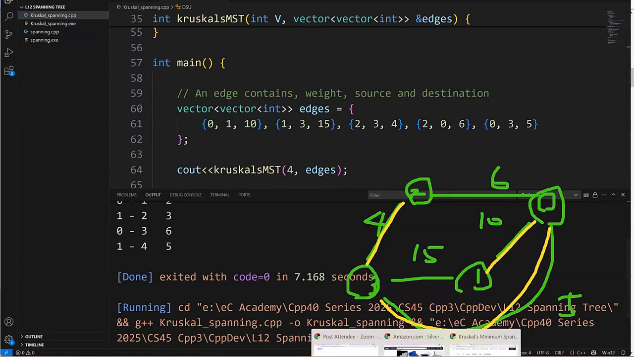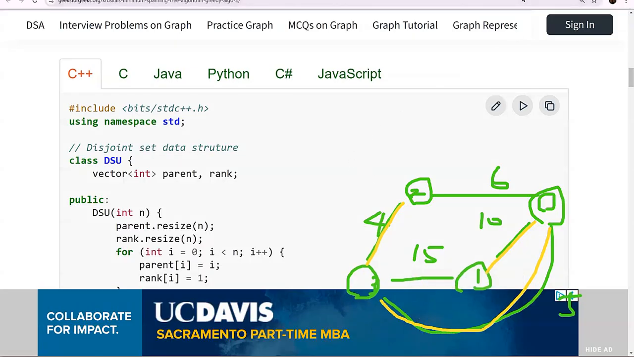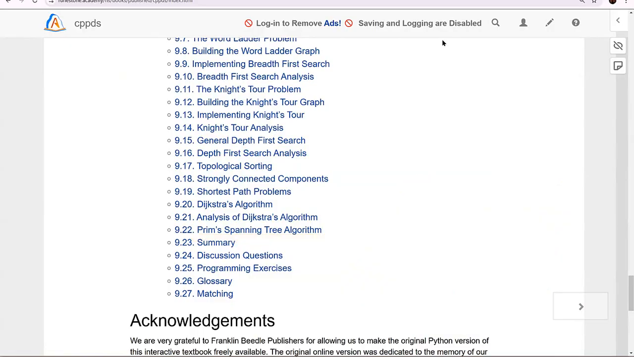So that's why in your textbook right here, it doesn't have Kruskal's algorithm. It only has Prim's spanning tree algorithm. Okay, it only has that. But because both algorithms are very well-known, we still introduce them. Okay, we still introduce them.